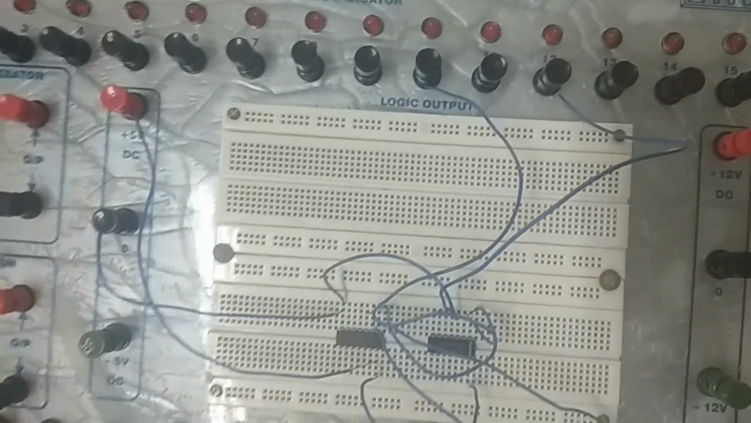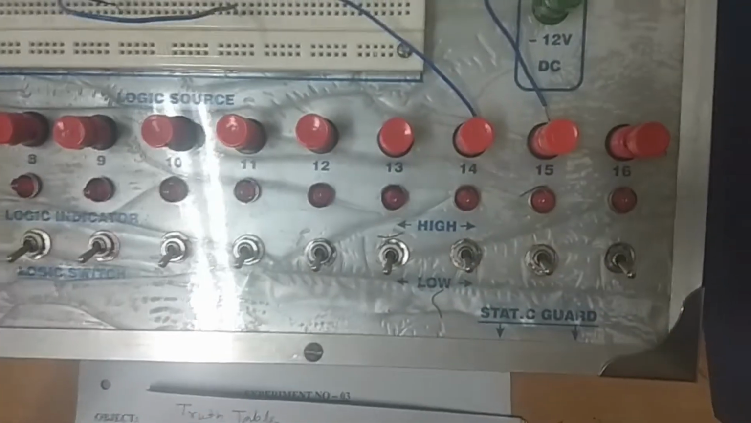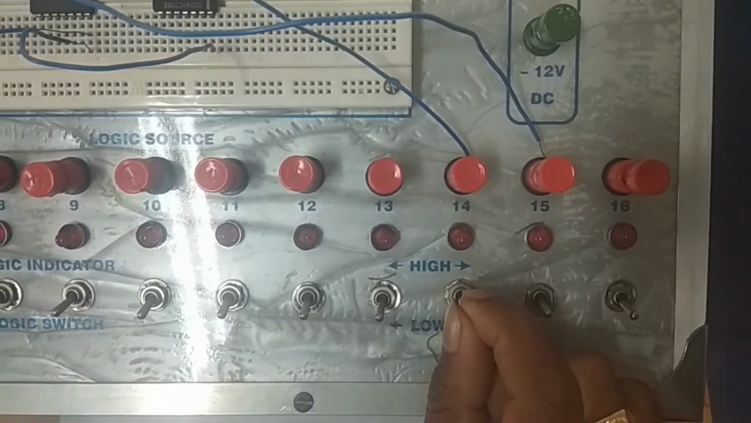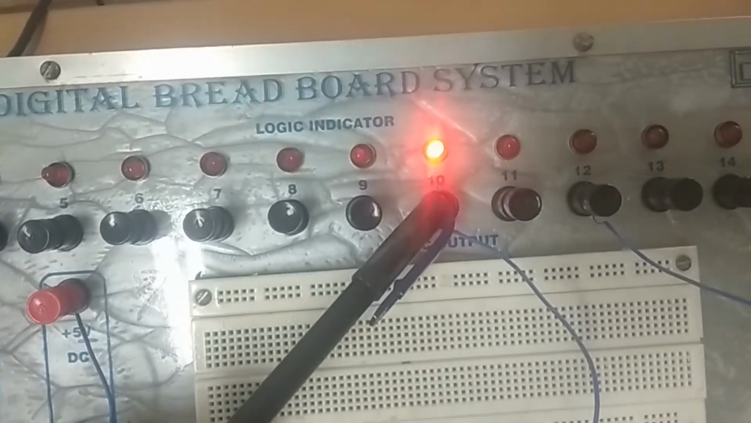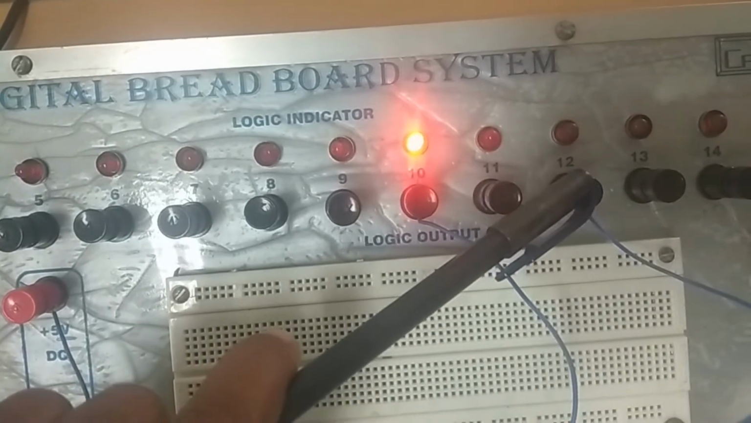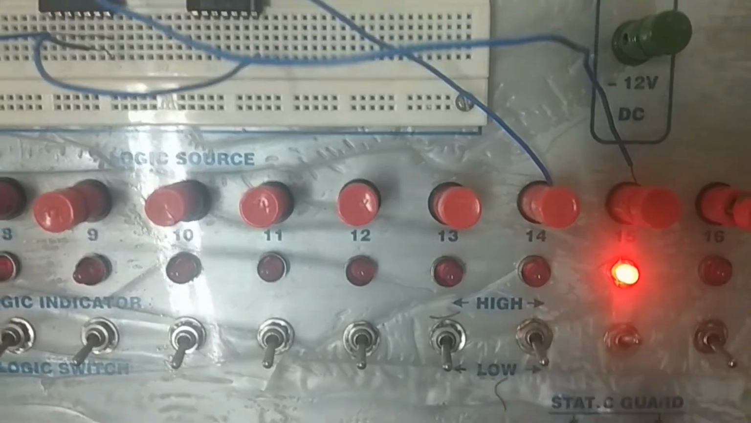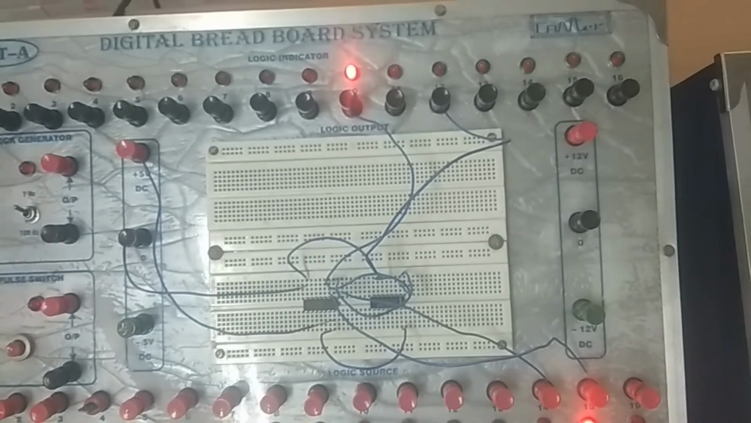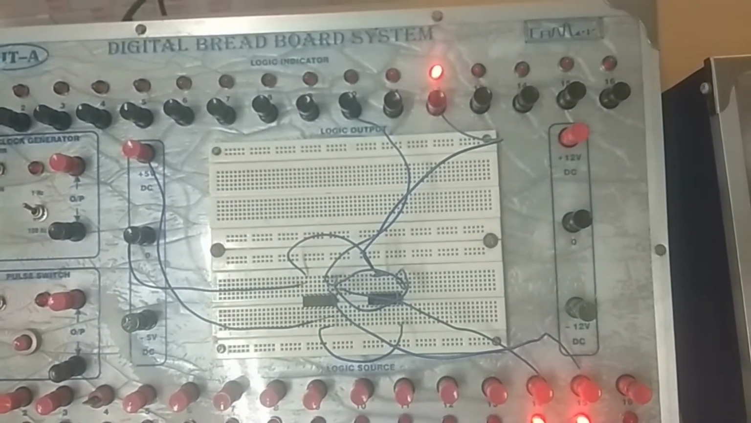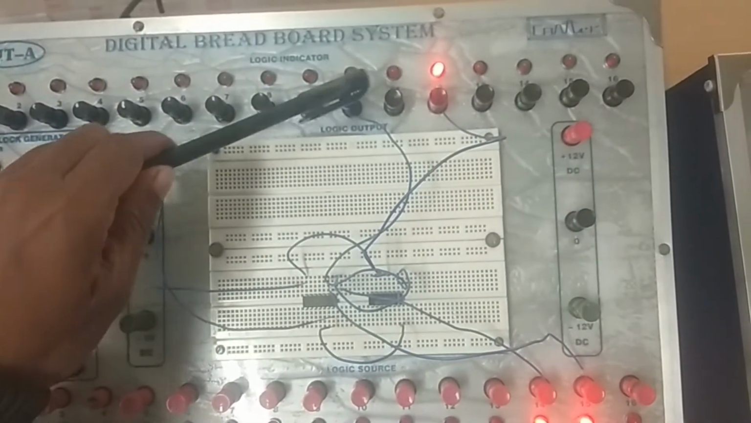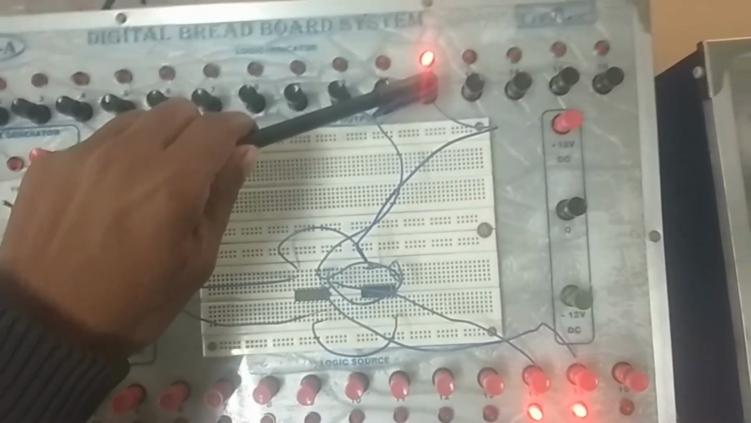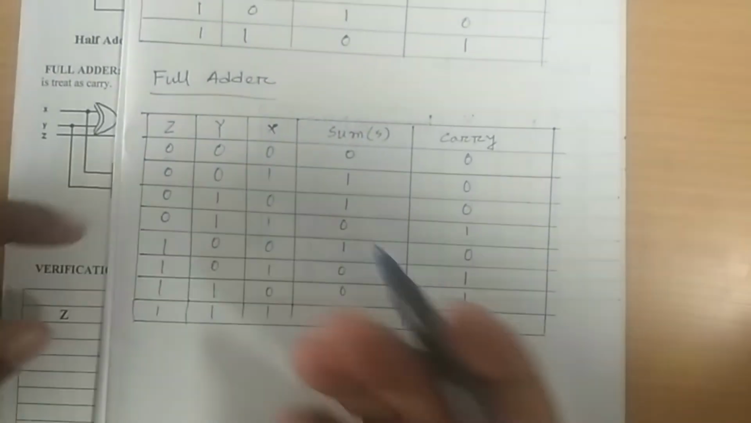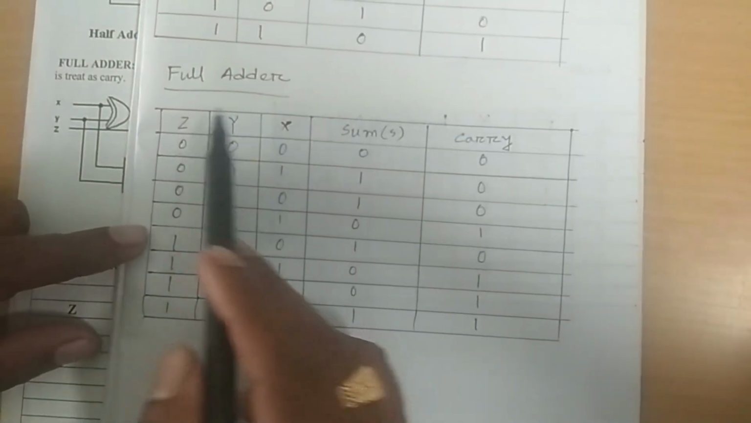If one of the inputs is high, if it is 1, 0, then sum is high and carry is 0. If we exchange this input, you see, sum is 1, carry is 0. If both the inputs are high, then sum is 0 and carry is 1. Okay. Now we are going to perform for the full adder.